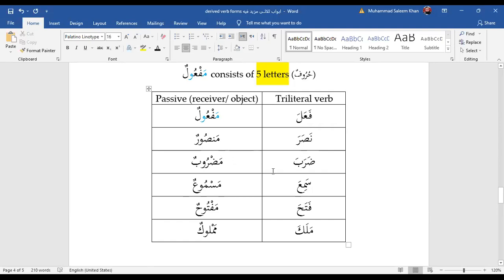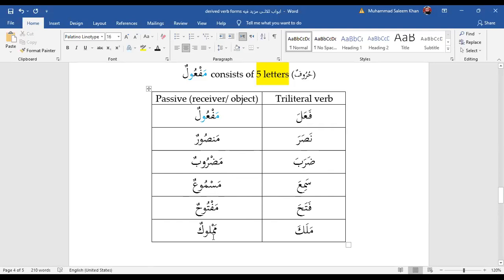From daraba, madrubun. Sami'a, masmu'un. Fataha, maftuhun. Something that is open. If you live somewhere in the Middle East, you will see al-babu maftuhun. The door is opened, right? And malaka is mamlukun. Malik is the one who owns, and mamluk is something that has been owned.